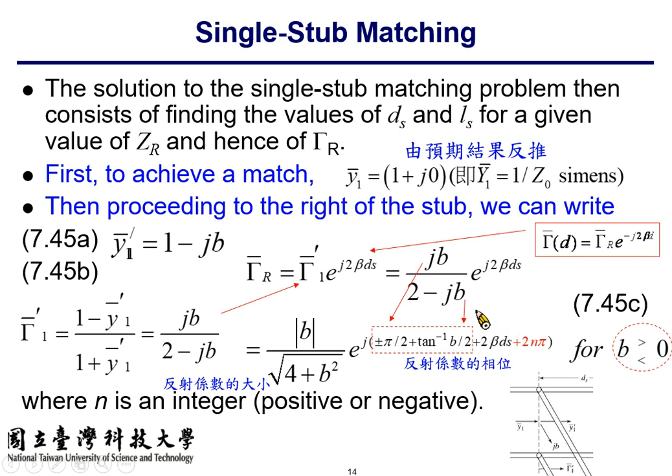To solve this problem, we will begin from the left. We know that the goal is to achieve y1 equal to 1 plus j0. And y1 will be the same as y1 prime plus jb.